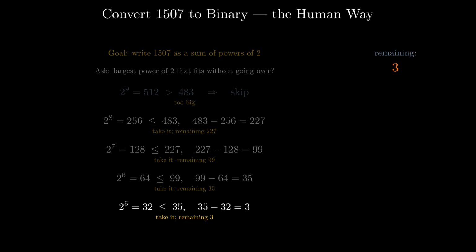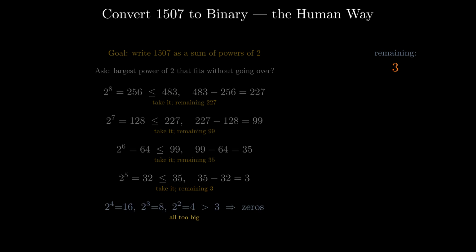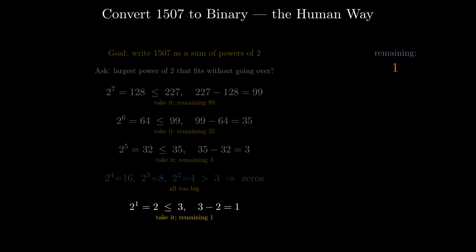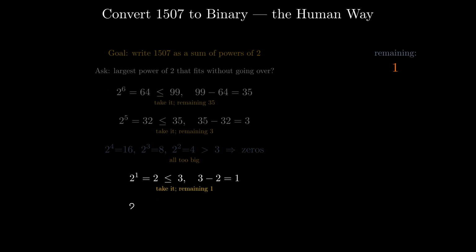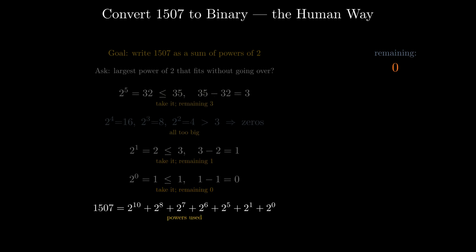Now the small powers. 2 to the 4th is 16, 2 to the 3rd is 8, and 2 to the 2nd is 4. All bigger than the remaining 3, so they contribute zeros. 2 to the 1st power, 2 fits, leaving 1. And 2 to the 0 power, 1 fits, leaving 0. So 1507 equals 2 to the 10th, plus 2 to the 8th, plus 2 to the 7th, plus 2 to the 6th, plus 2 to the 5th, plus 2 to the 1st, plus 2 to the 0.